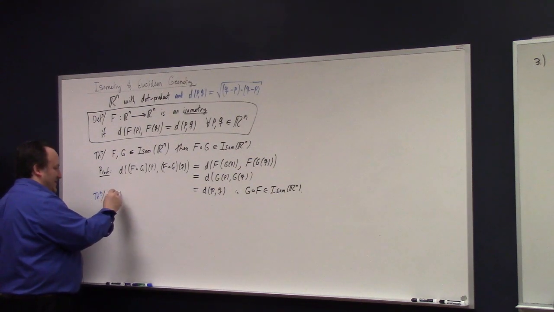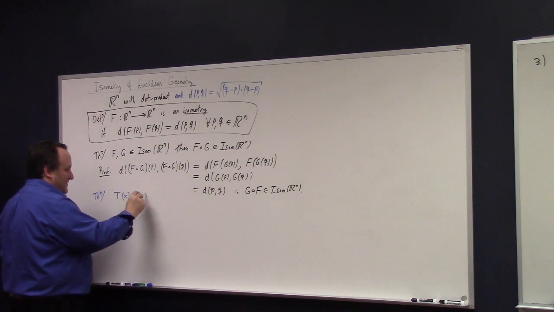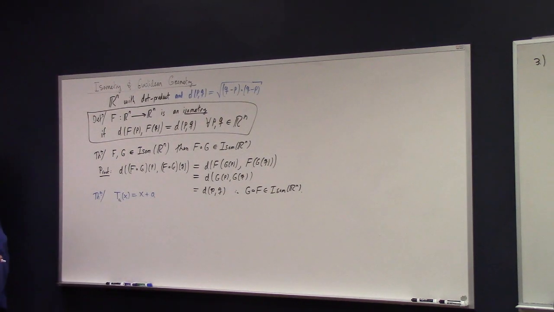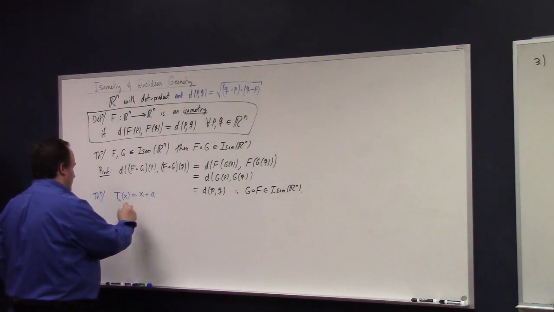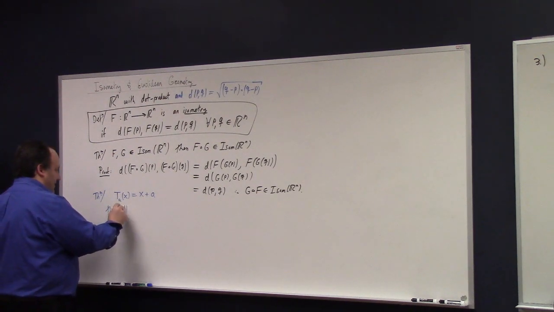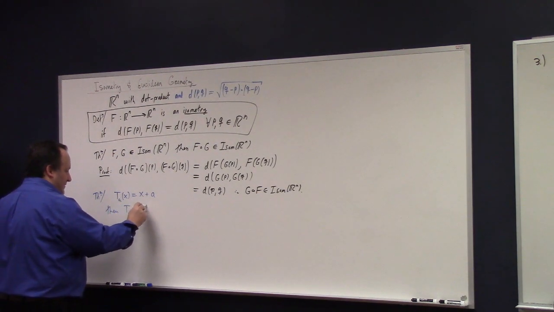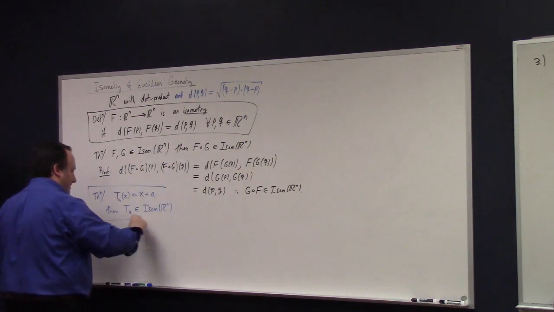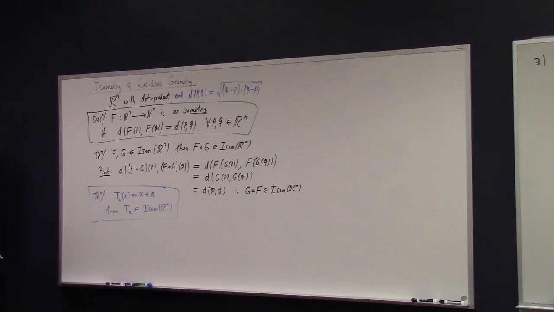How about this? So how about T of x equal to x plus a? Or we could call this T sub a. Translation by a is what this is called, right? Then T sub a is an isometry. Can you guys prove that?